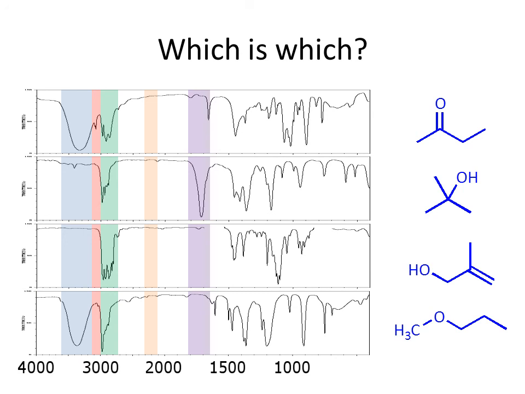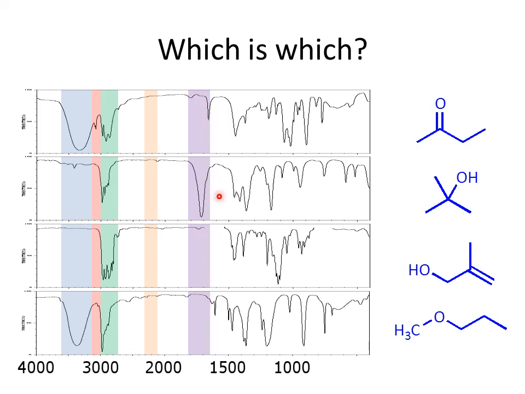All right. This region just to the right of 3000 is where things with sp3 CHs come. Now, this isn't very helpful to us in this instance because all 4 of these have signal and all 4 of these have sp3 CHs. So that doesn't differentiate. This region tells us about triple bonds. If I had a triple bond, I'd see a sharp signal in this region, but I don't. None of these have triple bonds.